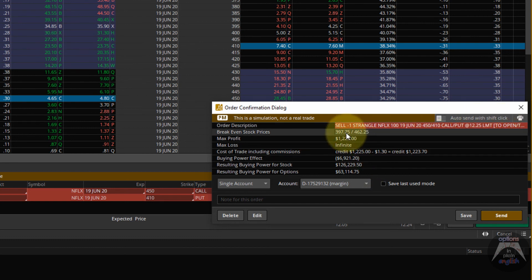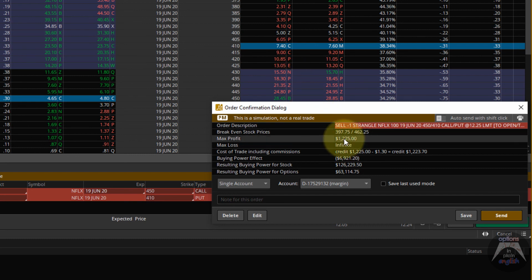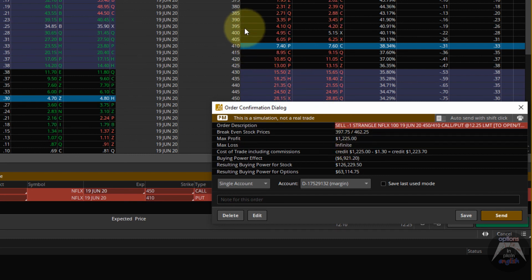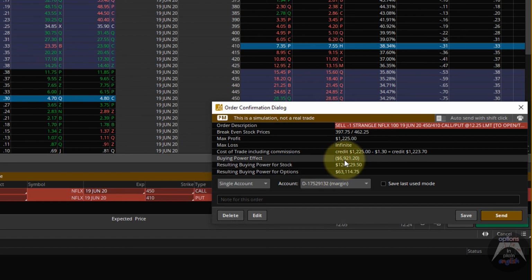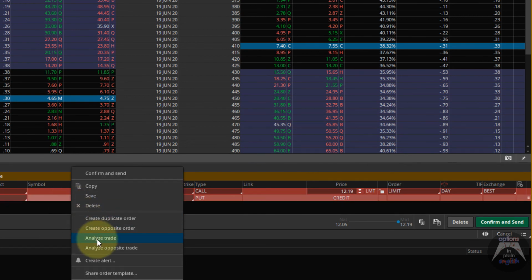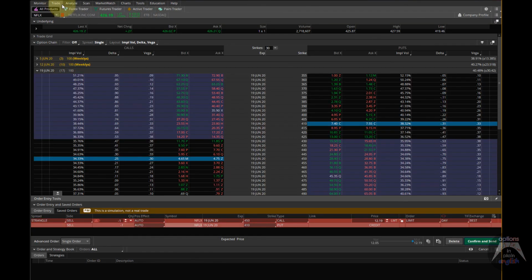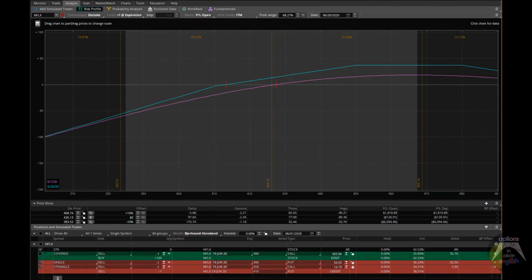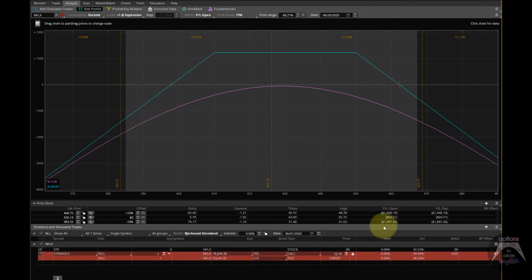Your break evens are going to be the strike price on the downside, so 410 minus the credit received, and on the upside the strike price plus the credit received. So 397.75, 462.25, max profit 12.25. The buying power effect is going to be around $7,000, 6,900. What we're going to do is take this trade and send it to the Analyze tab, Analyze Trade, and we'll go here to the Analyze tab, Risk Profile. Okay, we're going to remove these ones, and we're going to put it away for a little bit.